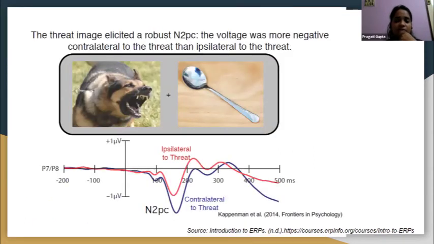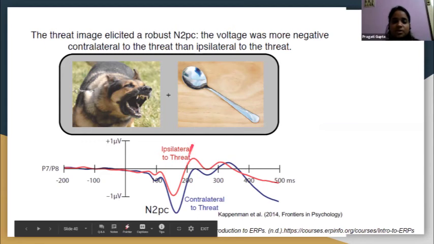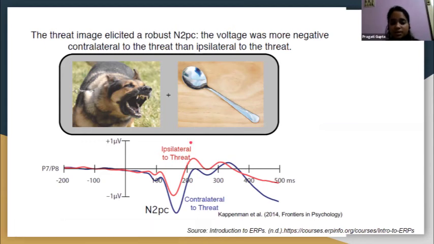And N2PC is also sensitive to threat images. Here, when the subject is provided a threatening stimulus, like a dog barking or a spoon, the threatening stimulus will have a larger amplitude N2PC curve. So these small, sensitive physical properties are being moderated by these components. We are seeing the voltage was more negative contralateral to the threat than ipsilateral to the threat images.